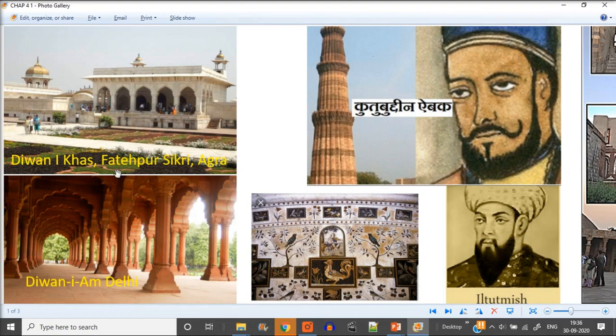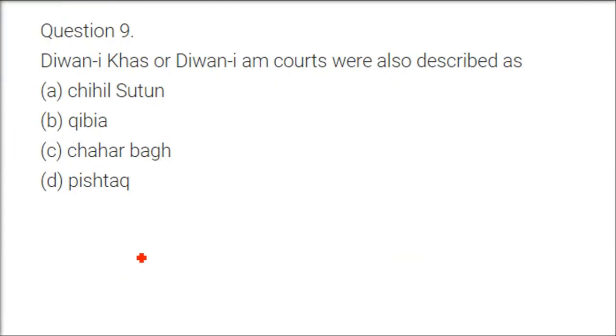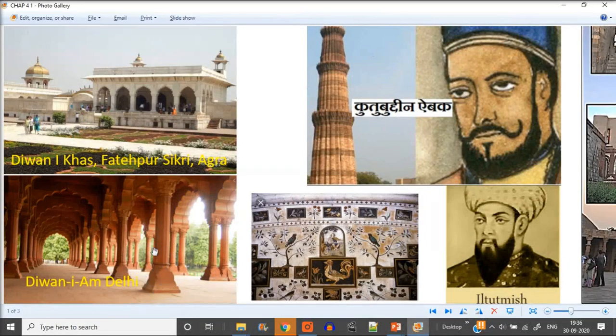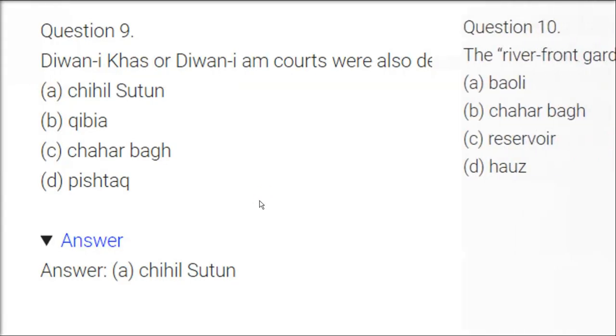Diwan-e Khas is specifically for the Khas people, special people, or the Abhijat or the noble, and Diwan-e-Aam is for everyone. Everyone can come here. So now Diwan-e Khas and Diwan-e-Aam courts were called Chihal Sutun. 40 pillars also, no? 40 pillars architecture. This is Chihal. The name I told you, Chihal Sutun.